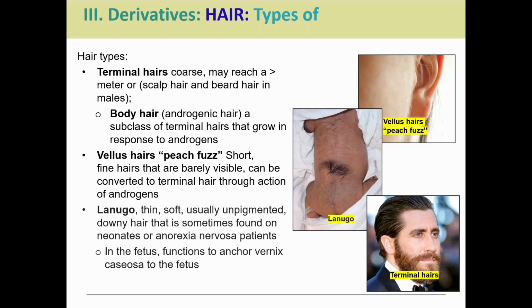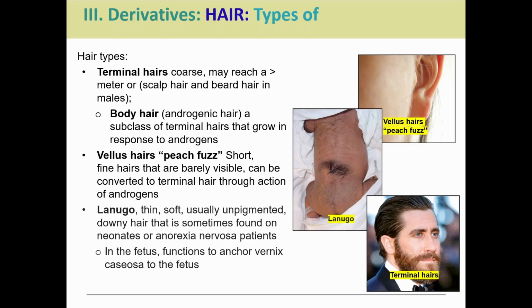Body hair is a special case of terminal hairs that grow in response to androgens. These don't typically grow the same way your scalp hair does, or the beard hair. Vellus hairs is your peach fuzz. So no matter where you look on the body, you're going to have peach fuzz. These little tiny hairs that are just barely visible, really, really fine. If someone's exposed to androgens, these can convert to terminal hairs though.